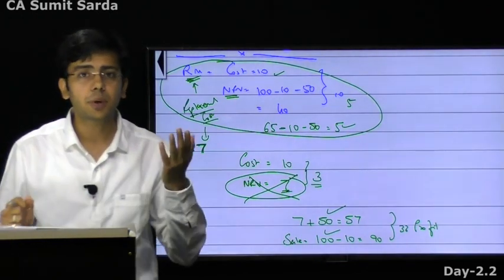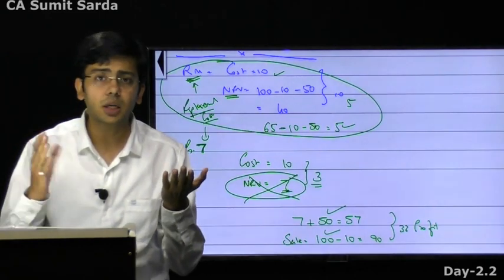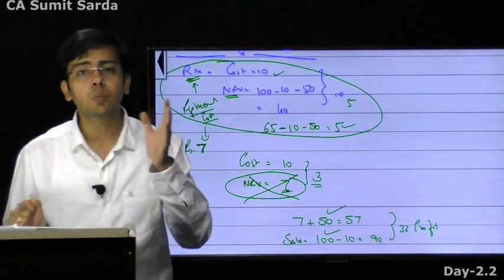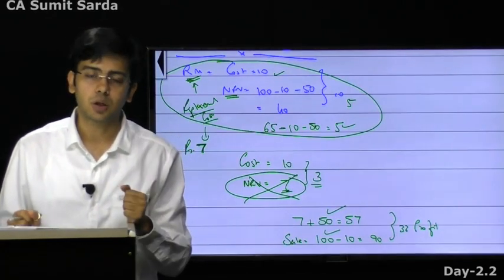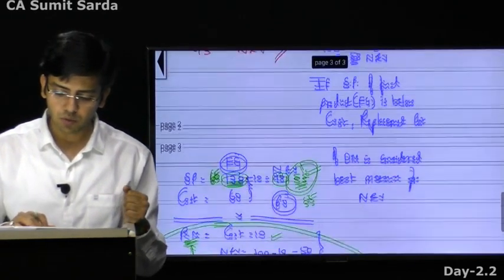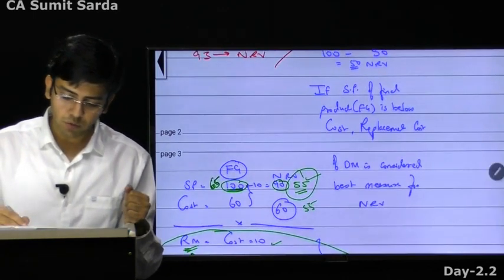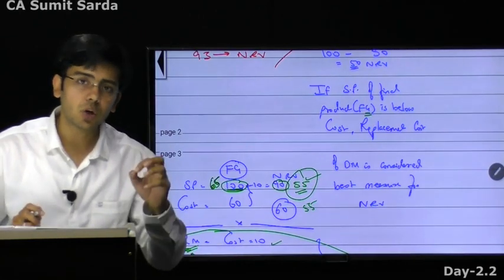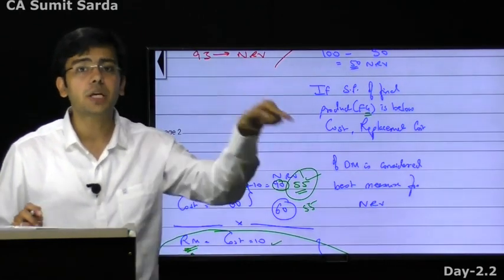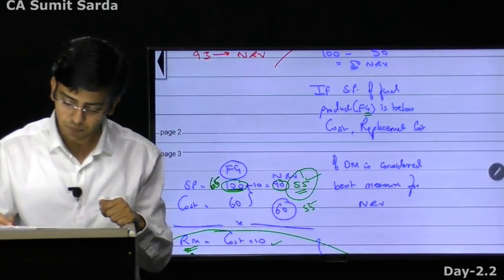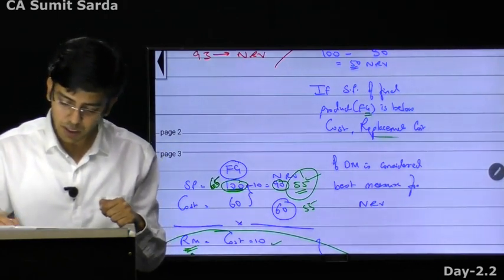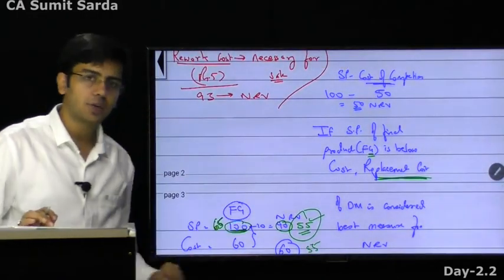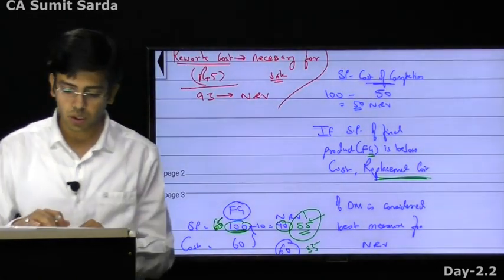If the selling price of the final product is not in decline, and there is no loss expected in the finished goods, we don't measure the NRV of raw material. But if the selling price of the finished goods is below cost, it is in decline, the NRV of the raw material is considered to be the replacement cost. So I hope now this concept that we have written is clear.